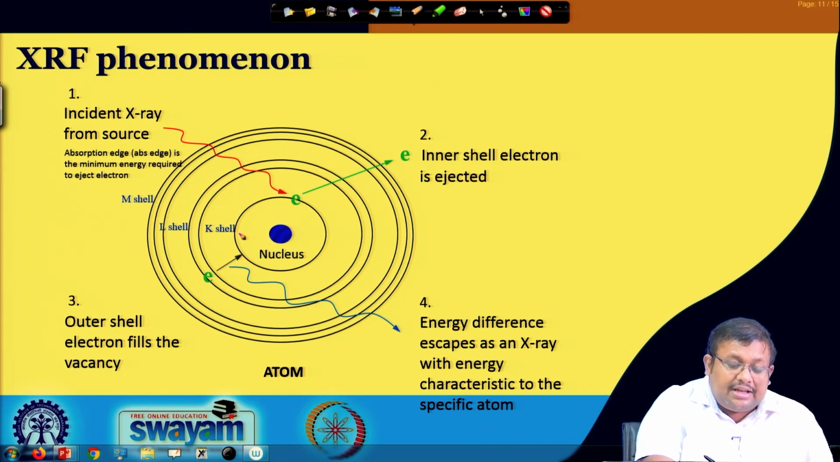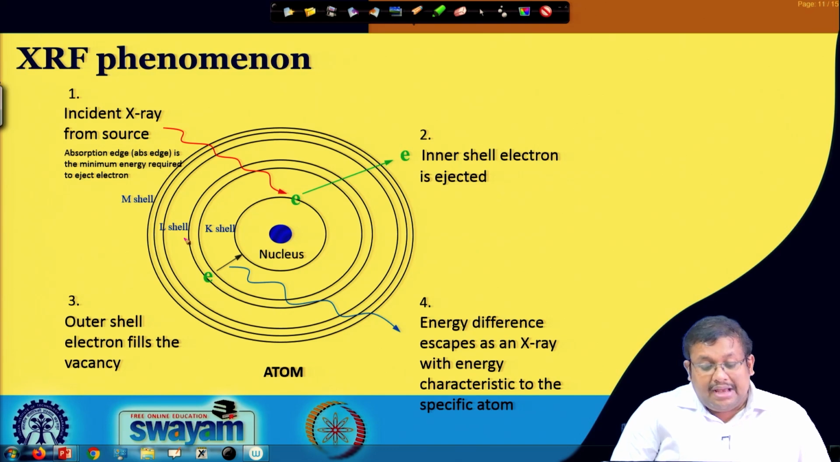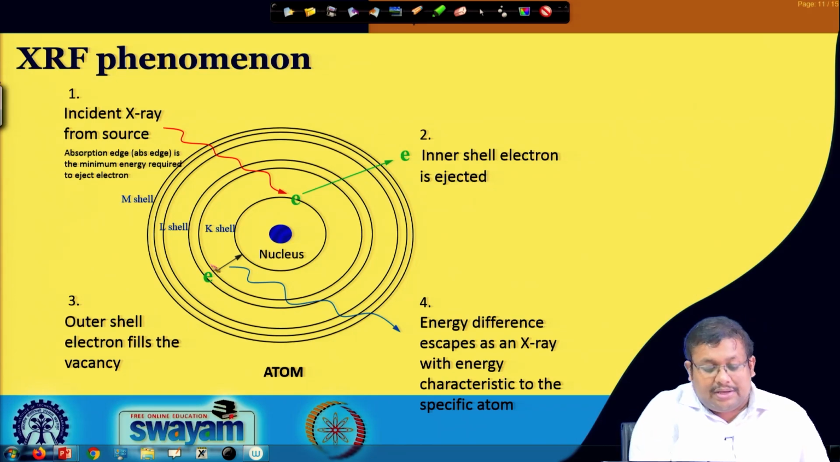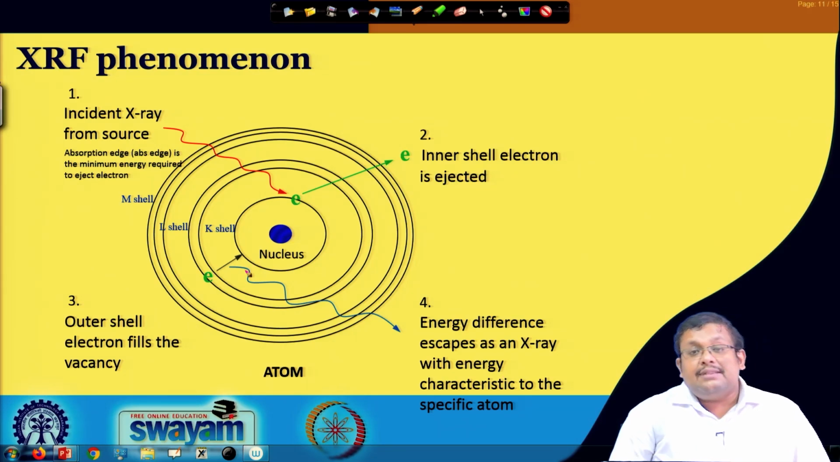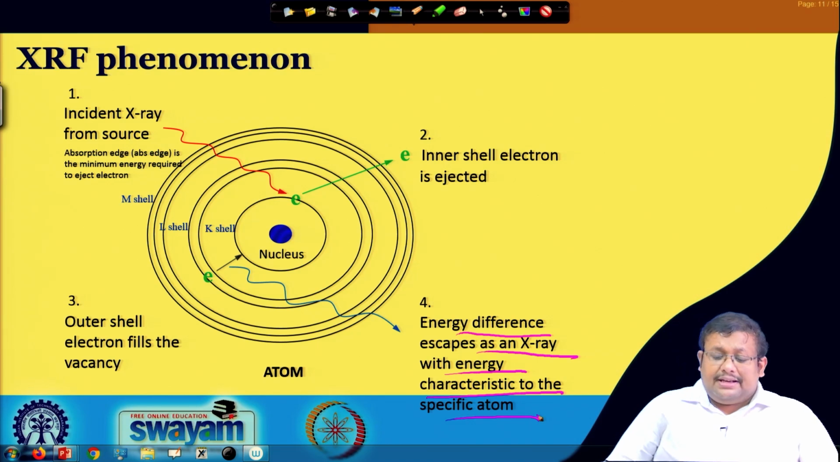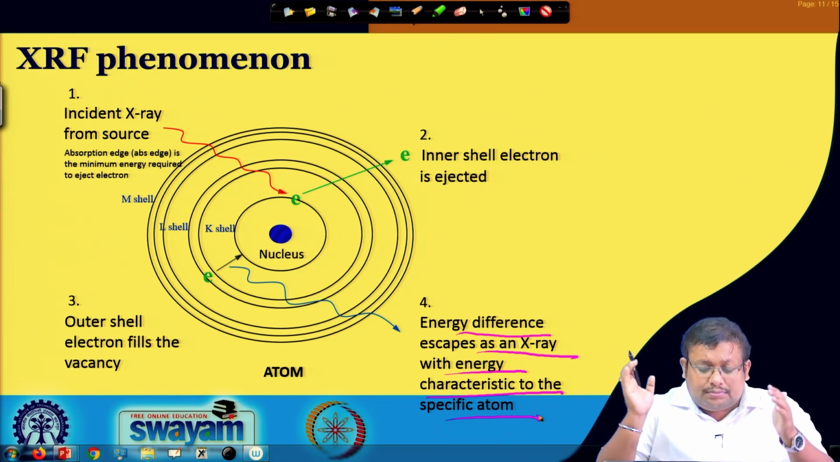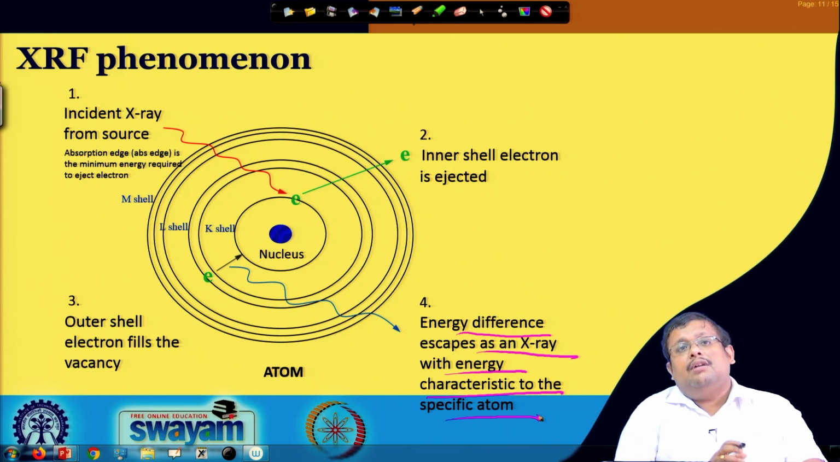And you know that there are different shells like K shell, L shell, M shell, and so on and so forth. And when this outer shell electron fills the vacancy, there is an energy difference, because when it moves from a higher energy level to the lower ground state, it releases some energy. So, this energy difference escapes as an X-ray with energy characteristic to the specific atom. So, this is the phenomenon of X-ray fluorescence.